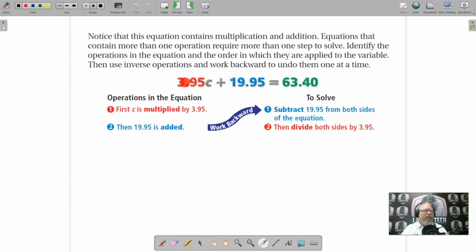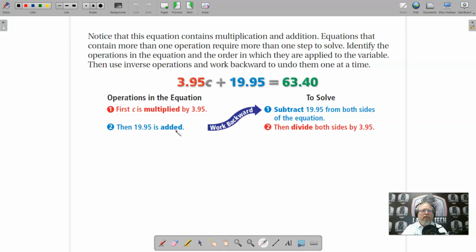So here we have 3.95 times C plus 19.95 equals 63.40. Well, order of operations says you have to multiply before you add. So if we were working this problem out, we would first multiply the 3.95 times C and then add the 19.95. The operations that we used were that first C is multiplied by 3.95 and then 19.95 was added, correct?